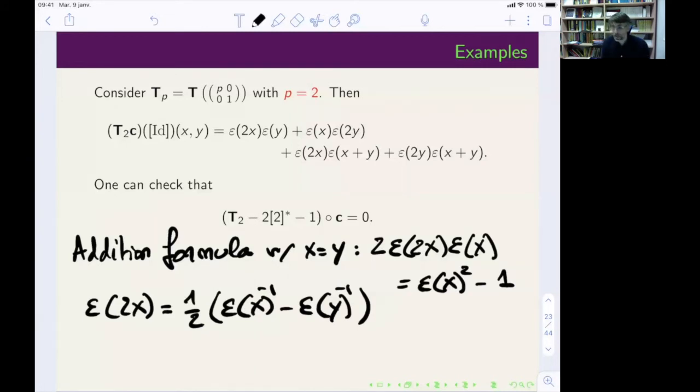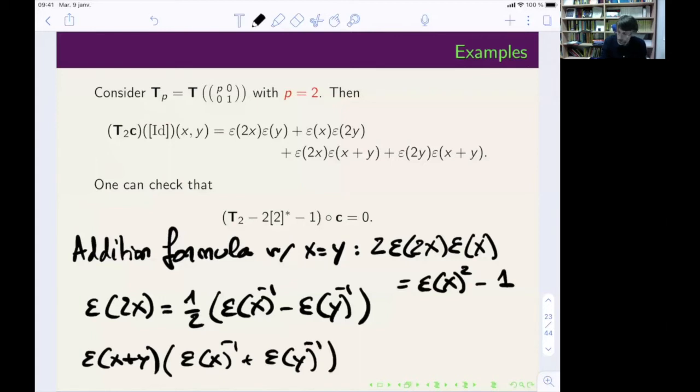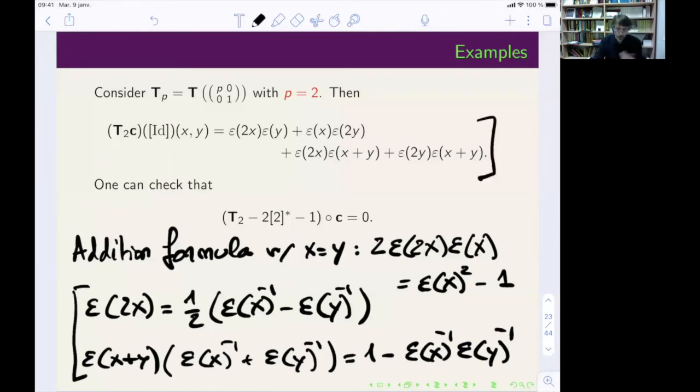So that's a first thing. And the other thing is that, again from the addition formula, epsilon(x+y) times epsilon(x) minus 1 plus epsilon(y) minus 1 is equal to 1 minus epsilon(x) minus 1, epsilon(y) minus 1. And if you use these two formulas and put them in the expression for T2, then it's not hard to get this compact expression. So again, you have a nice compact expression for some complicated identities between the cotangent function.